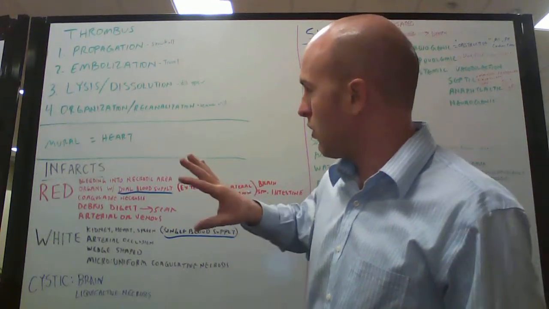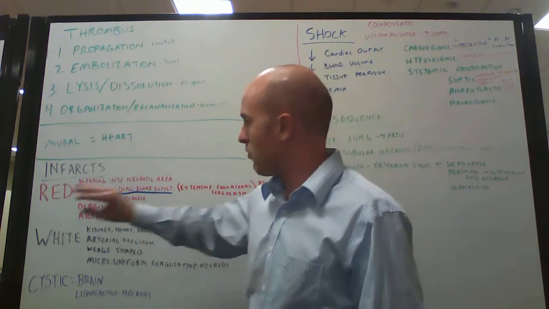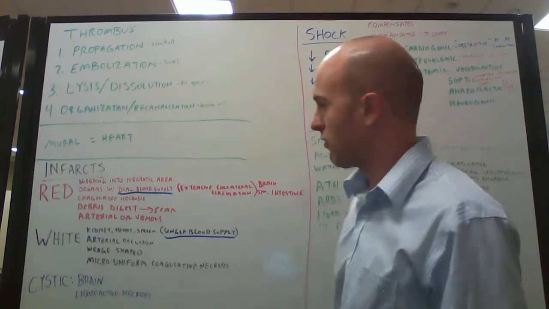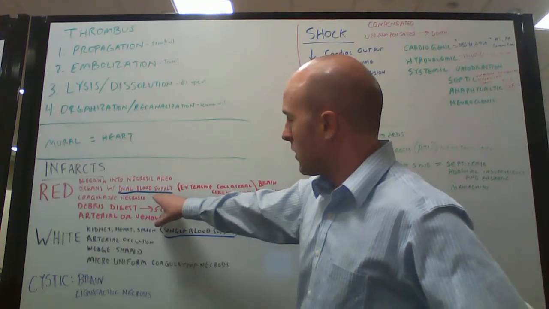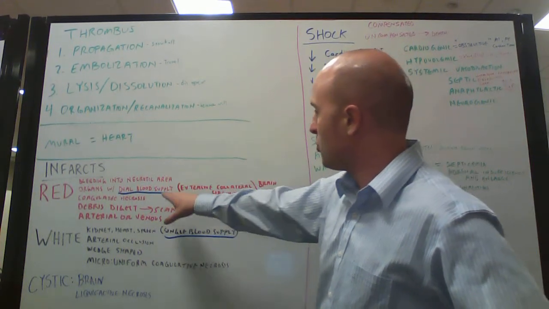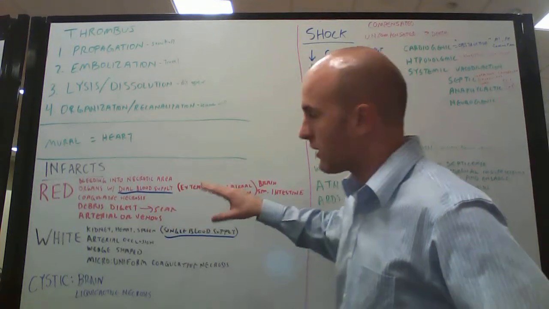Next part is we need to know the different infarcts. There are three types of infarcts mentioned here: red, white, and cystic infarcts. For a red infarct, the main thing we need to know is the reason why it's red is because it has a dual or extensive collateral circulation, which means that there's blood coming in from multiple ways.